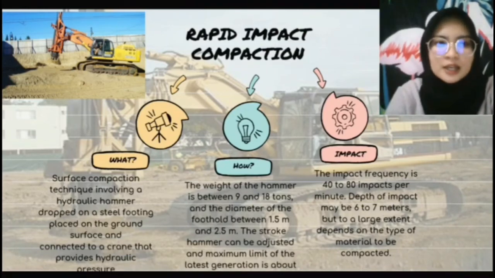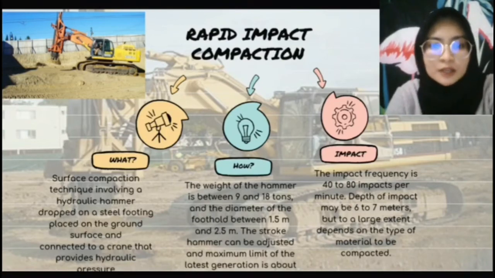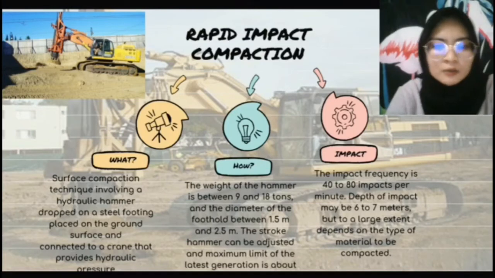As we can see in the picture, it's a surface compaction technique involving a hydraulic hammer dropped on a steel footing, placed on the ground surface and connected to a crane. How does it work? The weight of the hammer is between 9 and 18 tons, and the diameter of the footing is between 1 meter to 2.5 meter.